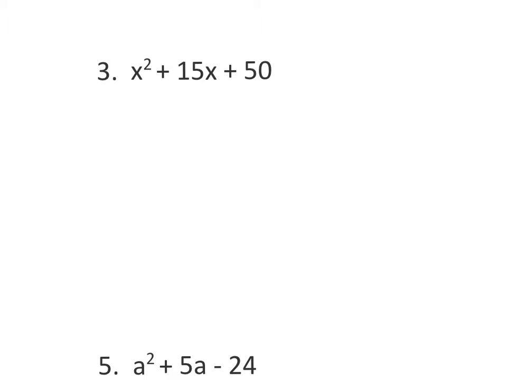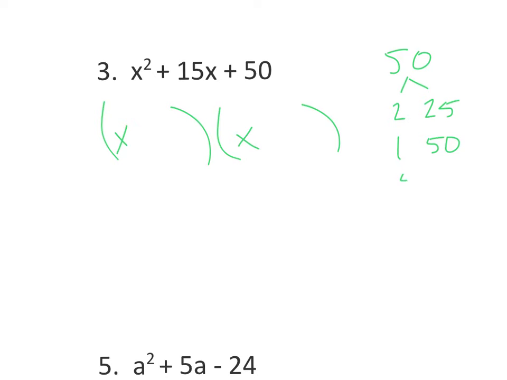All right. So again, we're going to break this up. Two sets of parentheses, x and x. What are my factors of 50 that add to 15? Well, I got 2 and 25. I got 1 and 50, obviously. I got 5 and 10. Boom, that adds to 15. Because remember, add, multiply, AM method. So 5 and 10. And then I want a positive 15, so plus and plus.